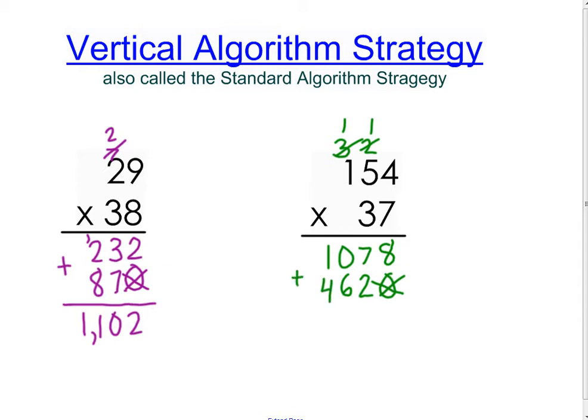Now we add our two products together. 8 plus 0 is 8. 7 plus 2 is 9. 0 plus 6 is 6. And 1 plus 4 is 5. 5,698.